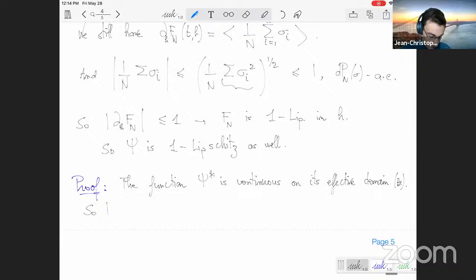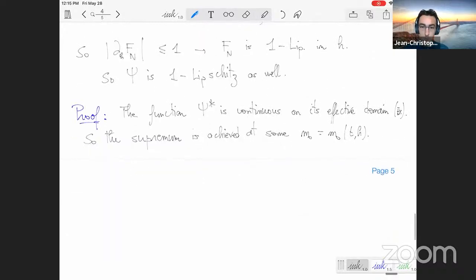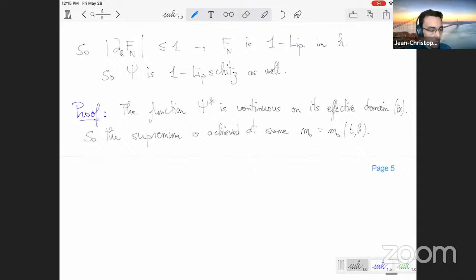I'm going to write it m_0, but really I should write it m_0(t, h). So for each fixed t and h, the supremum is achieved at some m_0. And now I can use the general large deviation principle we have seen.